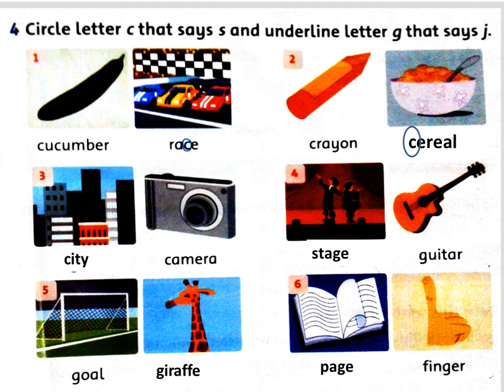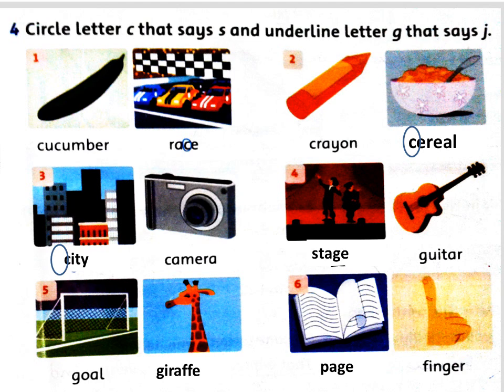Now look at number 3. We have 2 words. The first one, city. The second one, camera. Now tell me which letter says S. Your answer is city. Good. Now circle C. Now look at picture number 4. We have 2 words. The first one, stage. And the second one, guitar. Now tell me which letter says Ch. Stage. Good. Now underline G.